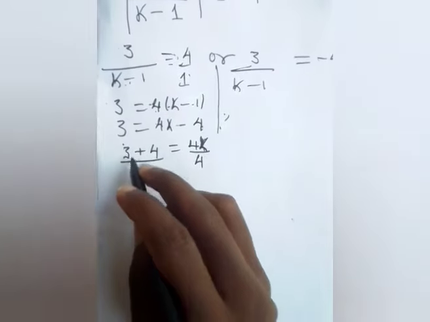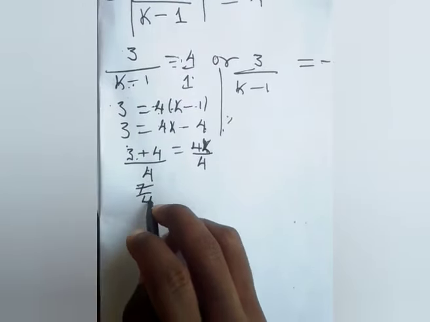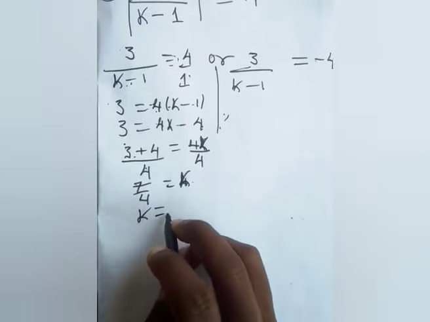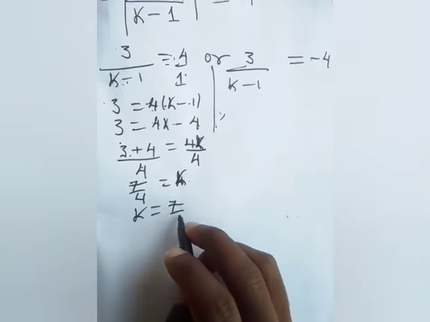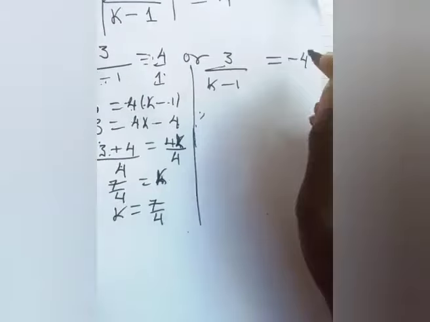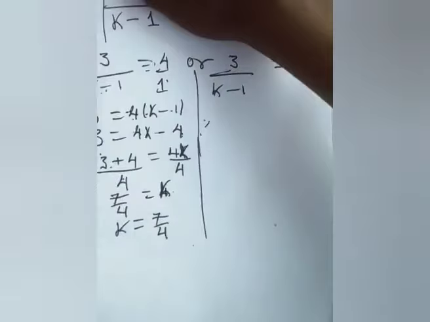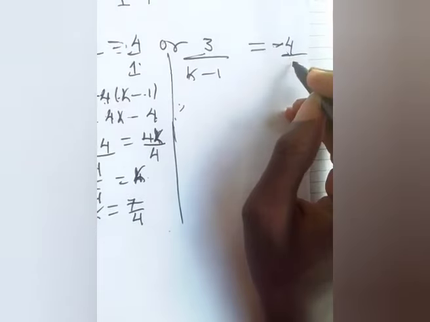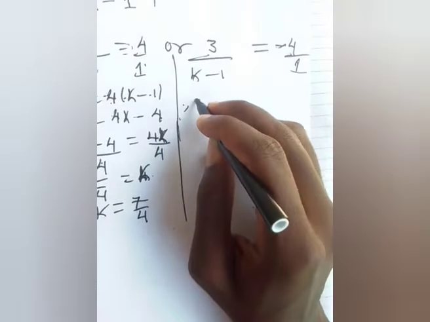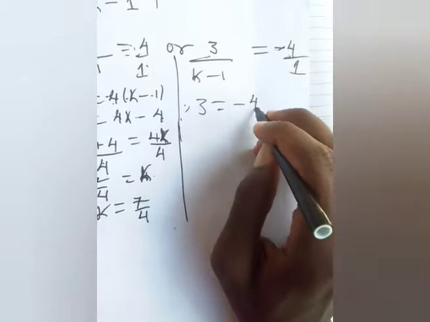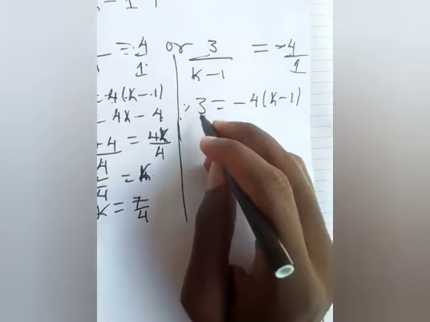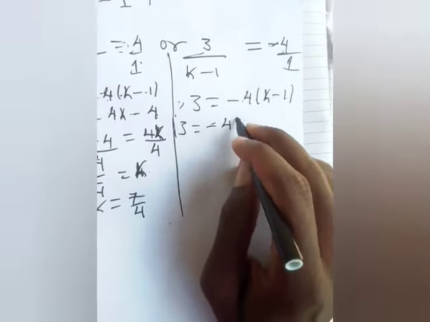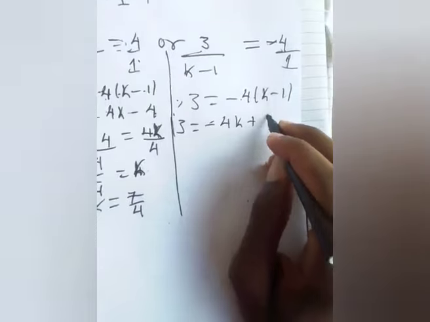And this is 7 over 4, right? Okay, so basically the first value of k is 7 over 4. Then we come here now. So here what you're going to do is that I'll put 1 here, we cross multiply, it will be 3. Here we have negative 4k minus 1. So here we have 3, and then this times this, it will be negative 4k plus 4, right?